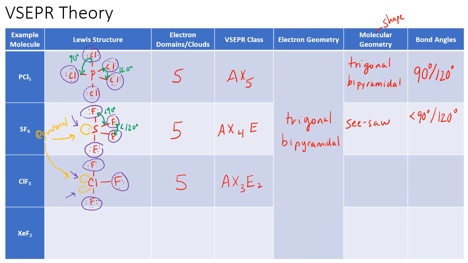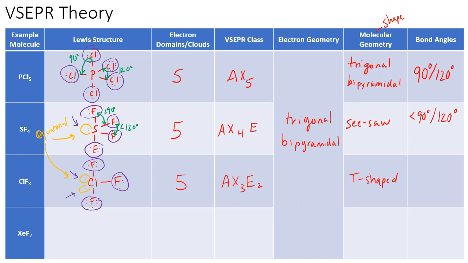The true shape of the molecule, if we cover up the lone pairs on the central atom, is called T-shaped. Notice that if we just look at the fluorines around the central atom, they're in the shape of a T. That's where the name of this class comes from.